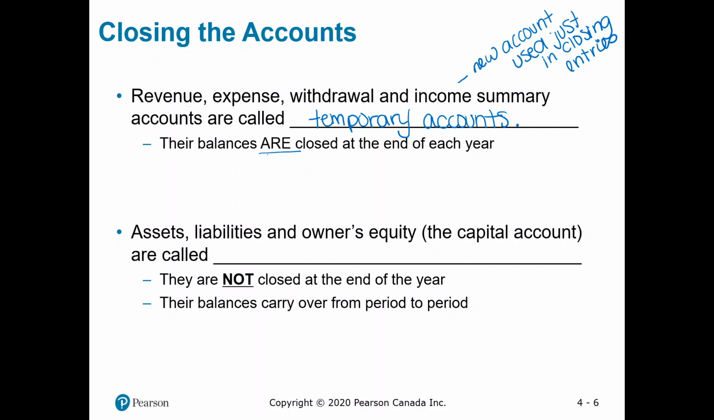Assets, liabilities, and owner's equity, or what we call the capital account. These are the ones that are not closed at the end of the year. Instead, the balances just carry over from period to period. And because of this, these are called permanent accounts. So they never get closed, they just continue on. Their ending balance at the end of the year becomes the opening at the start of the following year.